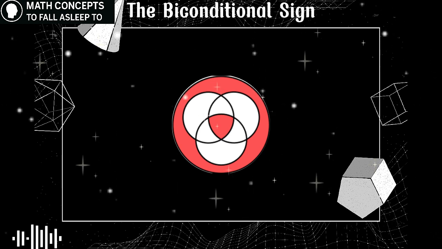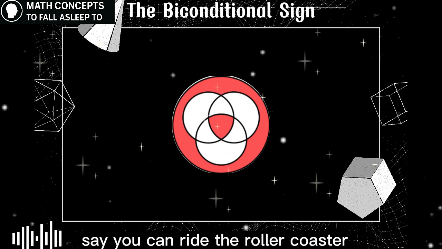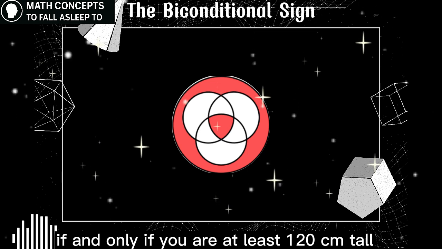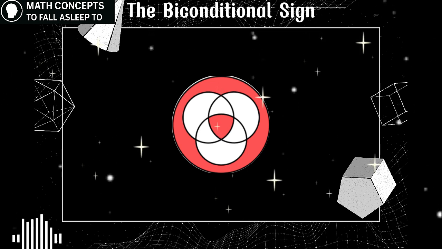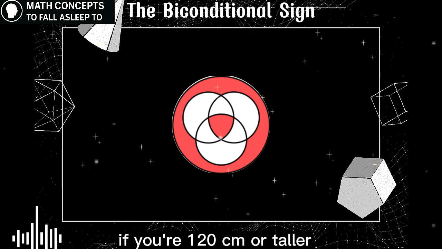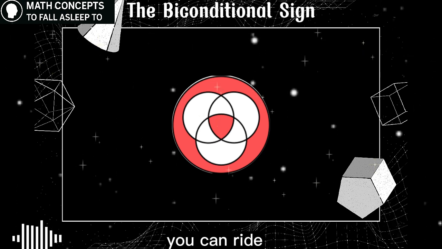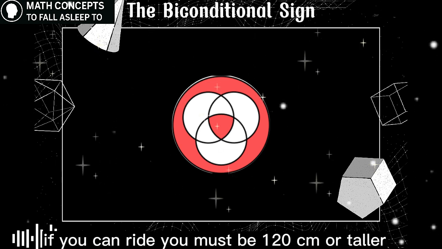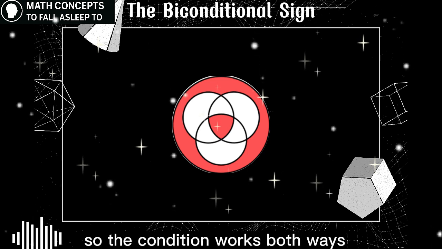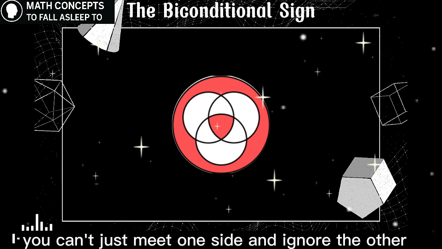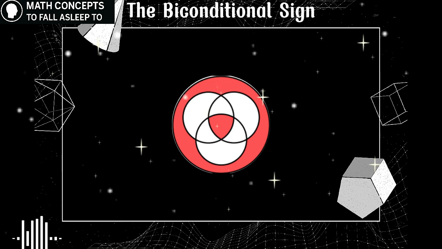Practical example. Say, you can ride the roller coaster if and only if you are at least 120 centimeters tall. That means two things. If you're 120 centimeters or taller, you can ride. If you can ride, you must be 120 centimeters or taller. So the condition works both ways. You can't just meet one side and ignore the other.